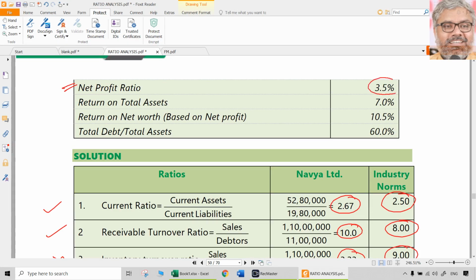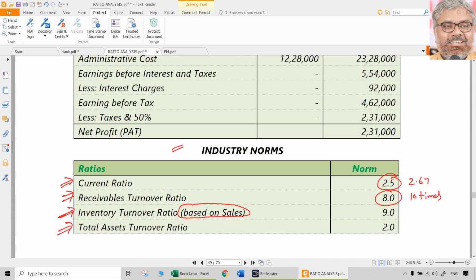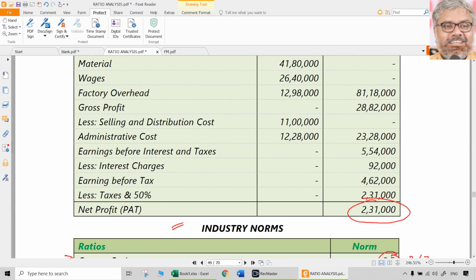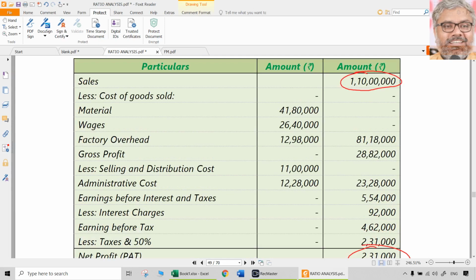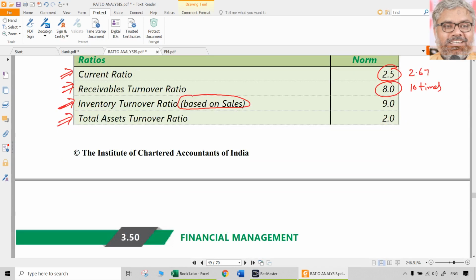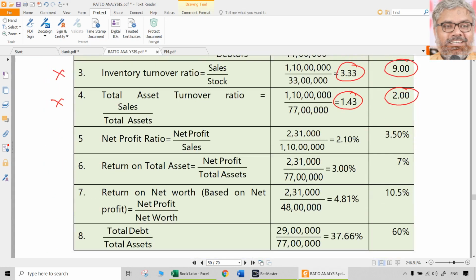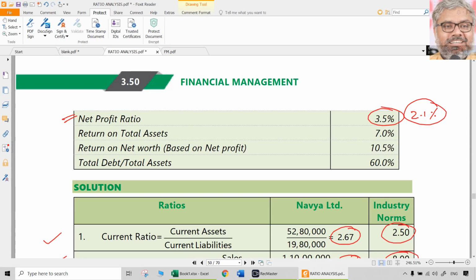Net profit ratio, industry norm is 3.5%. Let us see what the net profit is here. Net profit generally will be profit after tax. So 2 lakhs 31,000 divided by sales, 1 crore 10 lakhs, will be 2.1% only. The industry norm is 3.5%. Here also Navya Limited is underperforming compared with the industry. The net profit ratio is lesser than that of the industry. All that you have to write is that.